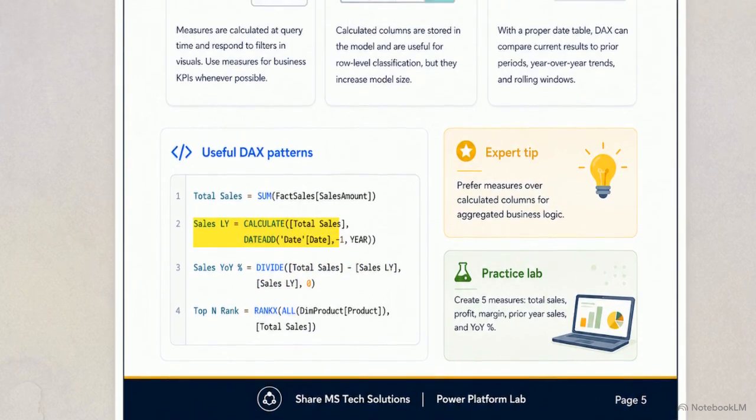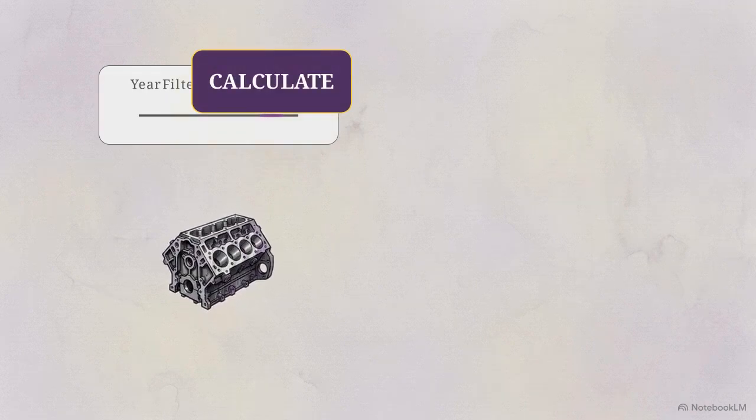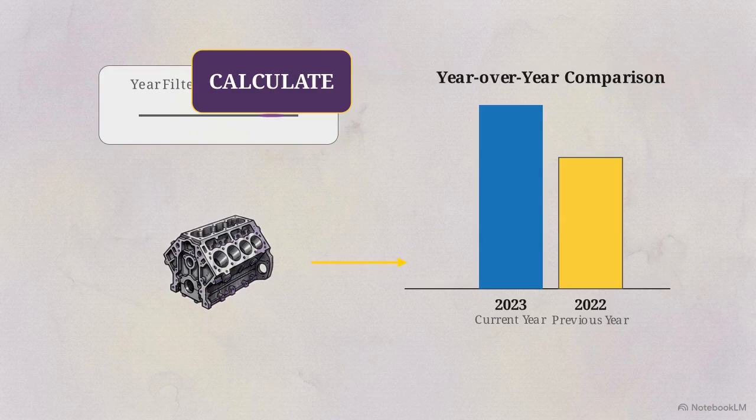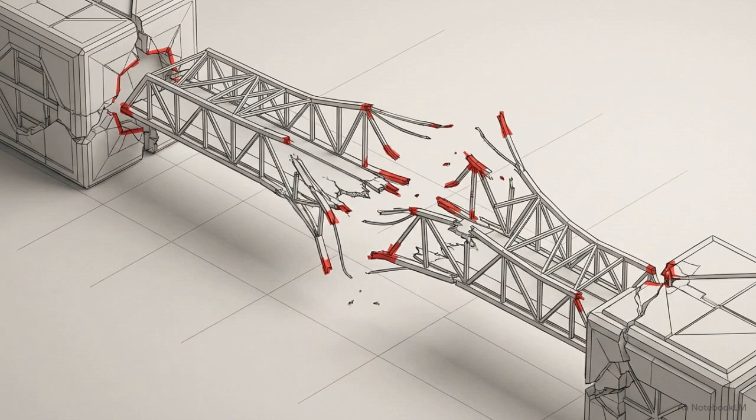Moving to the second row, we see how DAX handles time intelligence. The calculate and date add functions modify default filters. The calculate function overrides the user's current selection, forcing the engine to retrieve data from the previous year. This allows for year-over-year comparisons within the same visual. The accuracy of these calculations depends on the model. If the underlying star schema has broken relationships, the DAX engine will produce incorrect or misleading outputs.